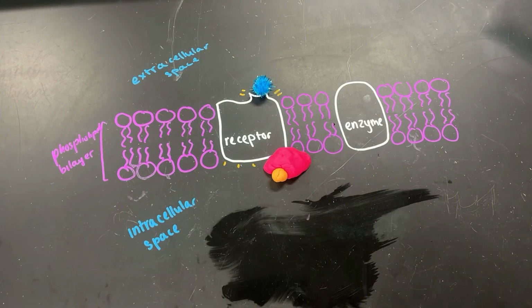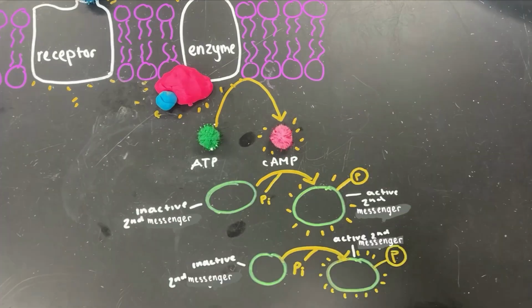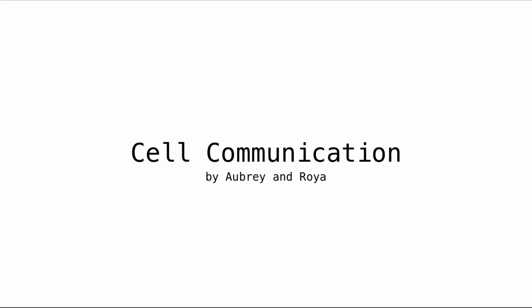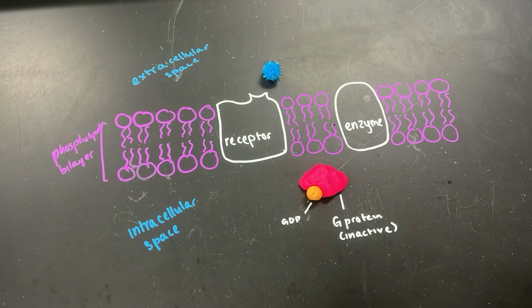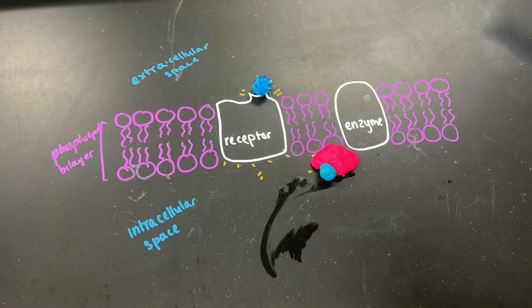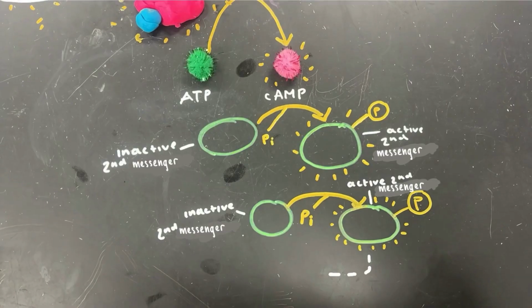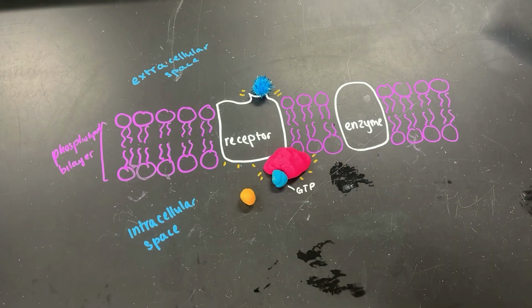Epinephrine is an example of GPCR communication. Epinephrine is a ligand that binds with the G protein-coupled receptor. This causes the G protein to bind with the receptor. The GDP in the G protein is replaced with GTP.